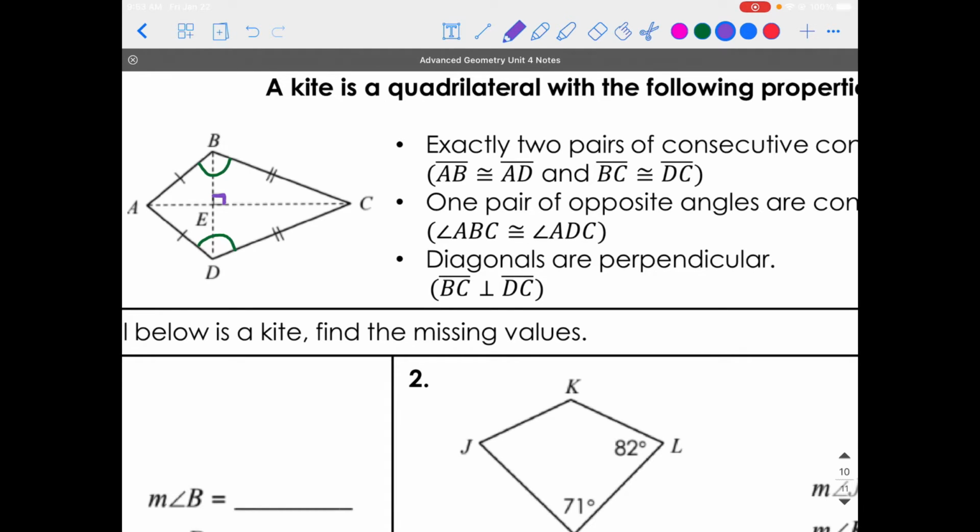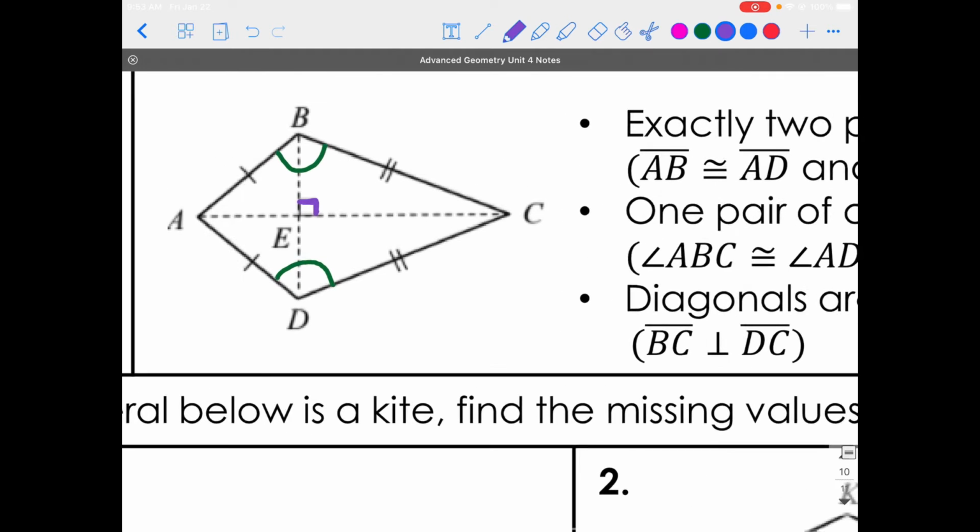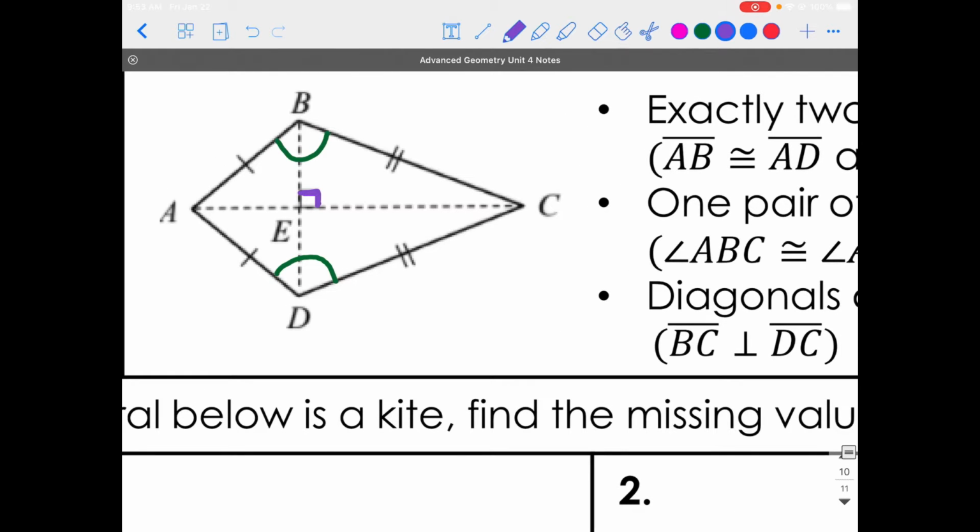Now another thing that isn't listed on here is that the diagonals bisect angles A and C. So angles A and C are cut in half, which means that this angle and this angle is the same, as well as this one and this one. Those two are the same.